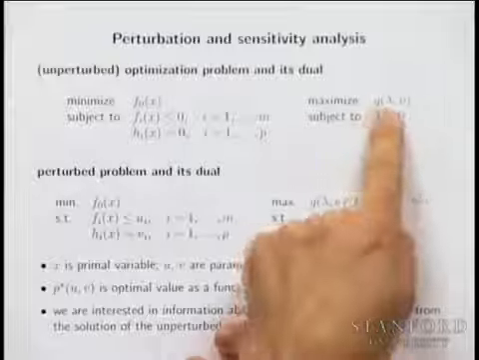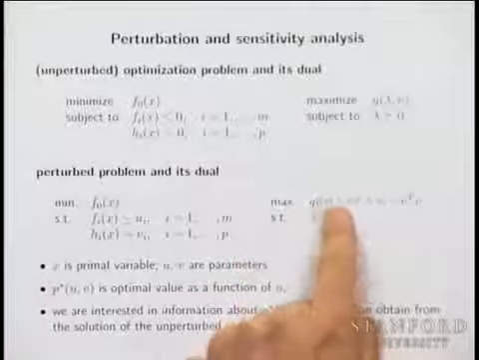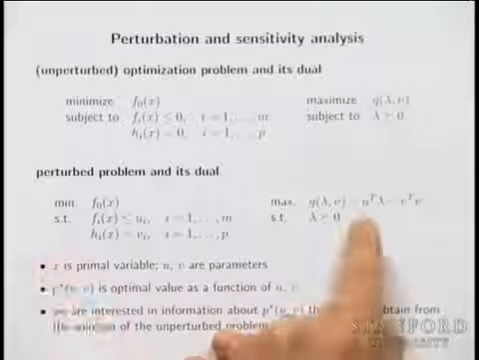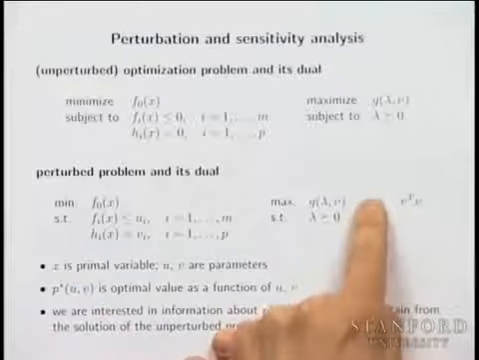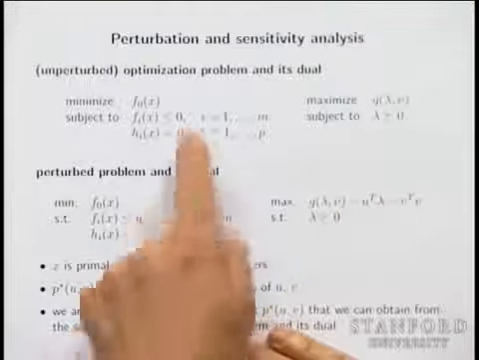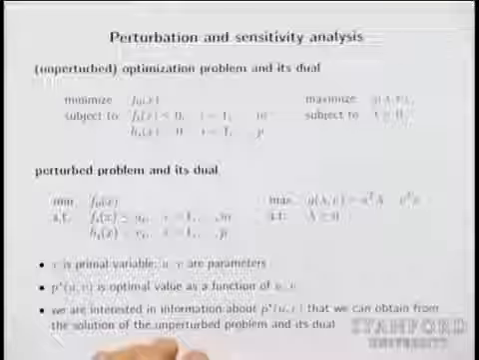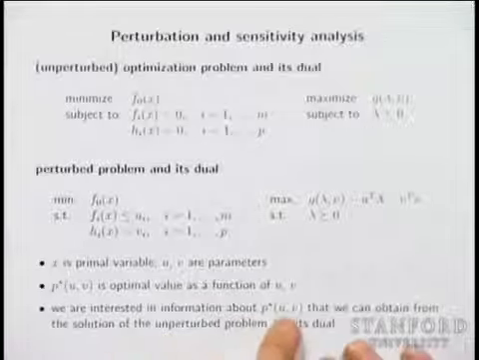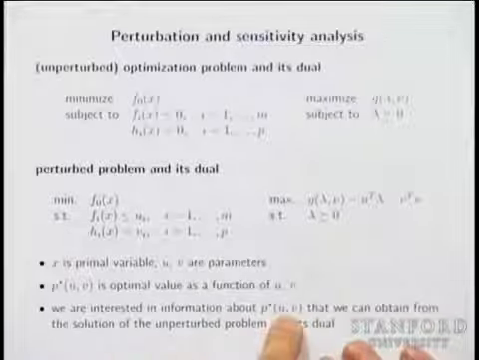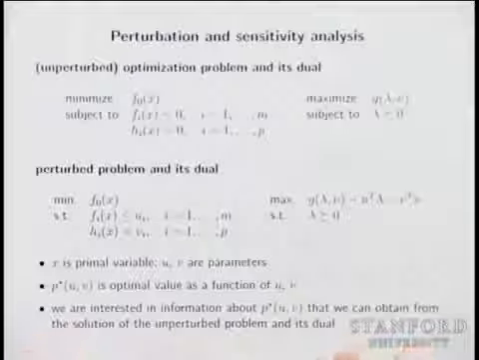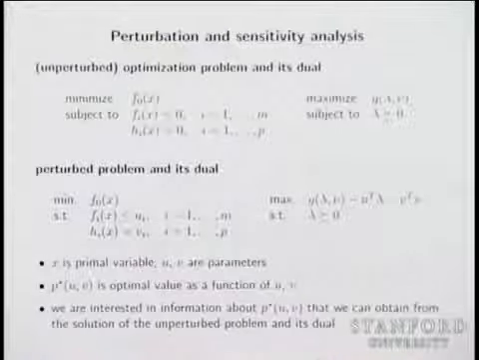So here it's maximize g of lambda, nu. Here it's maximize g of lambda, nu minus u transpose lambda, minus v transpose nu, because what was a 0 here becomes a u. It's very simple. You get this. Now, what we're interested in is what can you say about p star of u, v? What can you say from the unperturbed problem and a dual optimal solution?